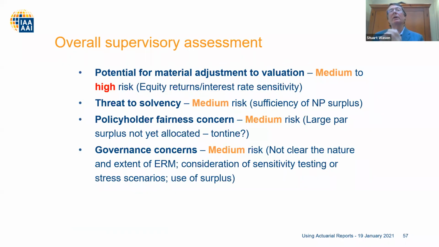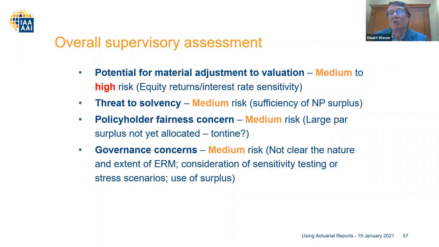So I take that red light, green light image, if you like, and I begin to just make notes for myself. Now I'm playing the role definitely of supervisor here in these slides about the potential material adjustments to the valuation that might be possible. I rank them as medium to high risk, largely related to those equity return assumptions and the interest rate sensitivity. Is there a threat to solvency for this company? Well, maybe. It's a little hard to tell with the facts given in the case study, and it's a little bit out of scope for this case study.